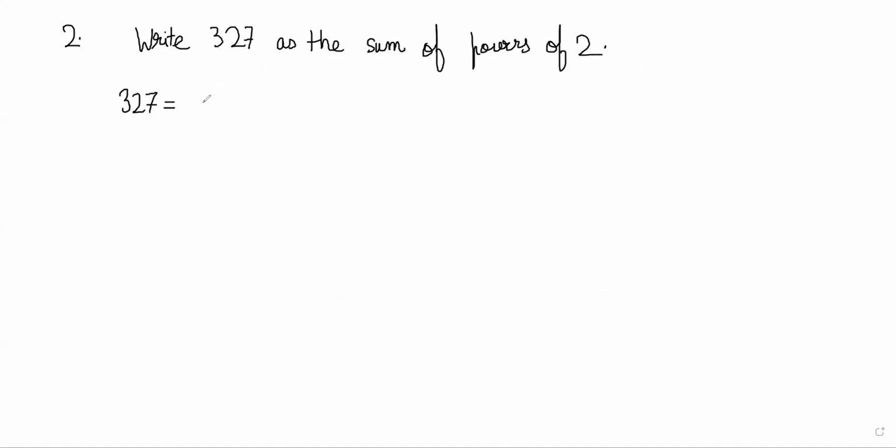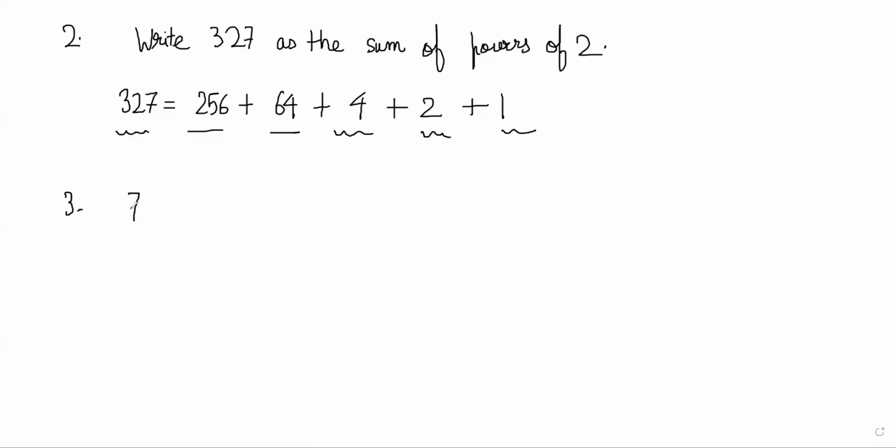327 can be written as 256 plus 64 plus 4 plus 2 plus 1, right? So this is the power written as the sum of powers of 2. Now think about it. In the third step, we just try to calculate 7 power 327.